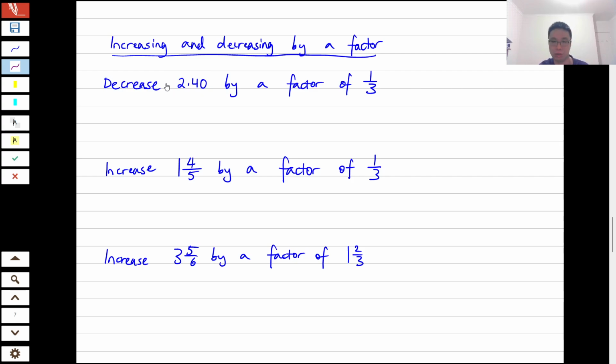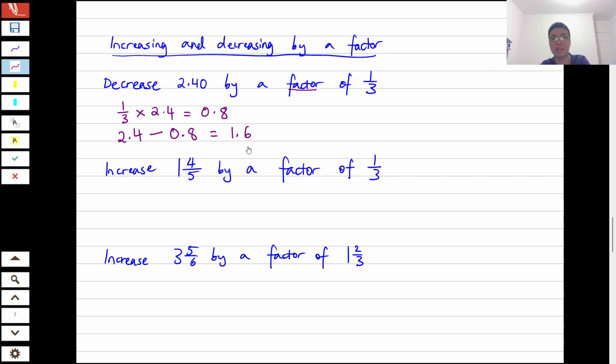First, let's decrease 2.4 by a factor of 1/3. So we first need to do 1/3 of 2.4. And if you do this calculation, you can do it on a calculator, you get 0.8. You should recognize that 8 times 3 is 24. So 0.8 times 3 is 2.4, and therefore 1/3 of 2.4 is 0.8. Now, the question asks us to decrease 2.4 by a factor of 1/3. The word decrease means to go down. So we'll start at 2.4, and we will decrease or subtract by 0.8. And that gives us 1.6.